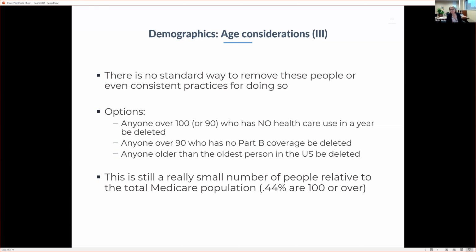This is less than 0.5% of people who are 100 and older. And of those, maybe it shouldn't be quite that big of a number. So it's not a massive problem, but it is something you will see.